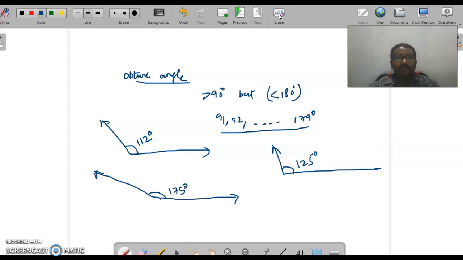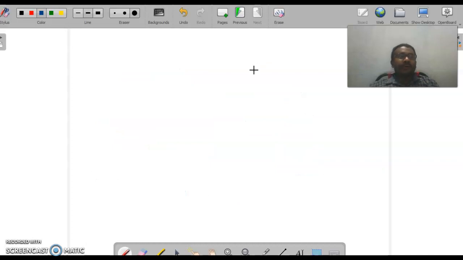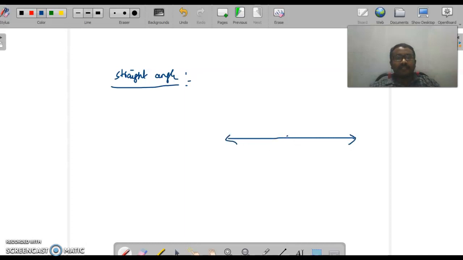Okay. Now we'll move on to the next one called straight angle. So already we know what is the meaning of straight angle. The straight angle should be like this. Straight line, it should be a straight line. Okay. So here is the one angle. It was rotated like this and stopped here and it formed an angle. This angle is nothing but exactly 180 degrees. An angle which measures exactly 180 degrees.